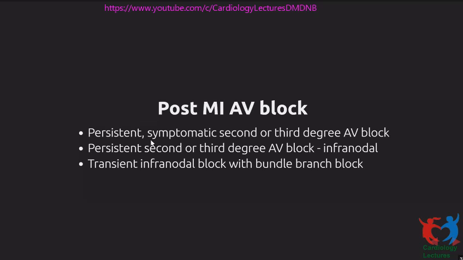Now, the question is, when do you do this? The guidelines don't clearly put a time interval, but classically accepted is at least 7 days. You can push it to 10 days or 2 weeks if you want, but usually when AV block doesn't resolve or doesn't show any signs of resolution by 7 days, it can be considered to be persistent. So if it's persistent complete heart block, or persistent symptomatic second degree AV block, you can pace them.